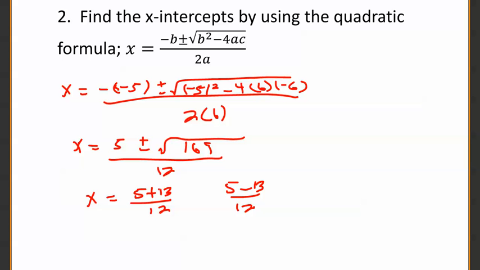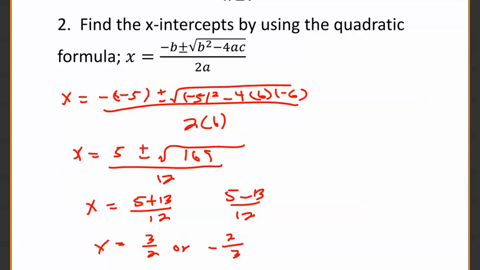So it gives us 18 over 12, which simplifies to 3/2. And then it gives us -8 over 12, which simplifies to -2/3. So those are my x-intercepts, 3/2 and -2/3. Okay, you can just pause that video if you need to right there. Let's look at the graph of it.